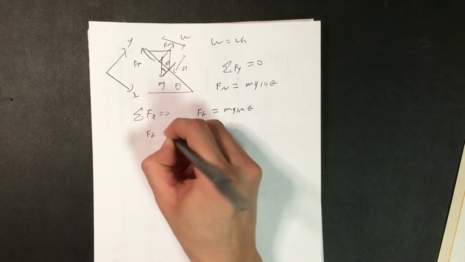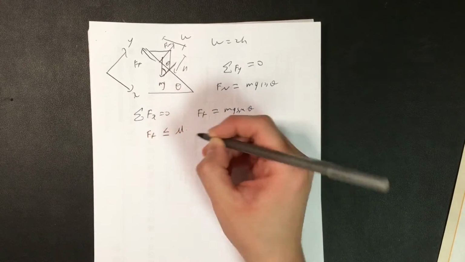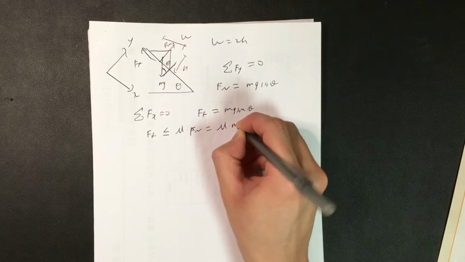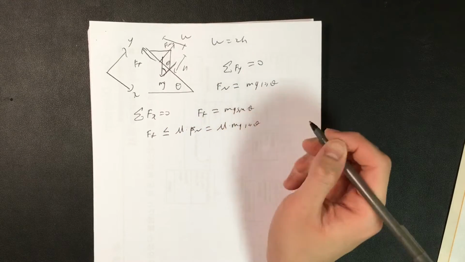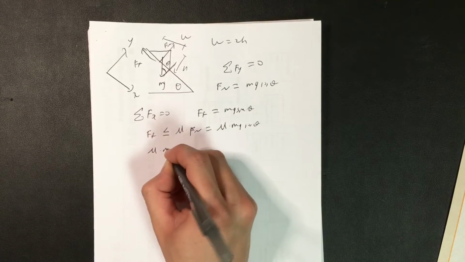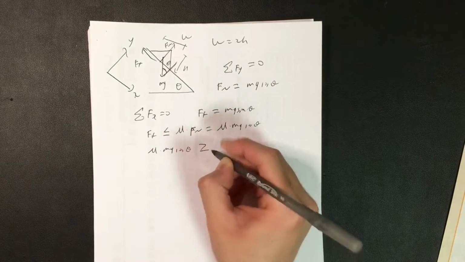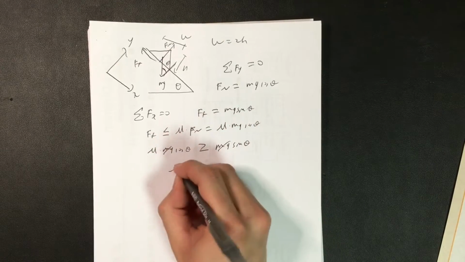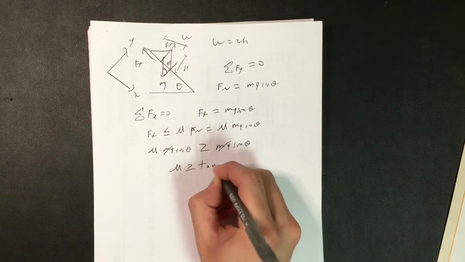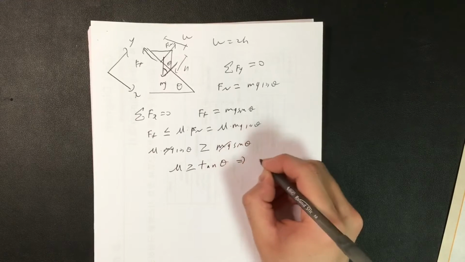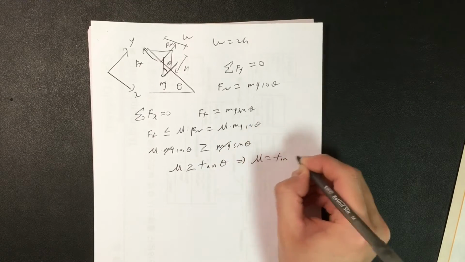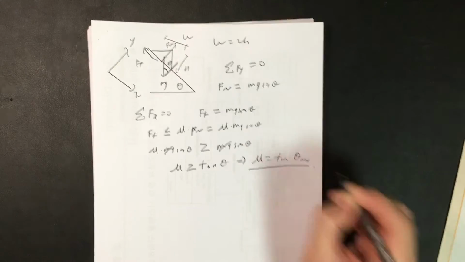And the force of friction is equal to or less than mu times the normal force, and in this case equals mu times mg cosine theta. Thus, mu times mg cosine theta is equal to or greater than mg times sine theta, and solving for mu, mu is equal to or greater than tangent theta. And this means at theta max, mu equals tangent of theta max.